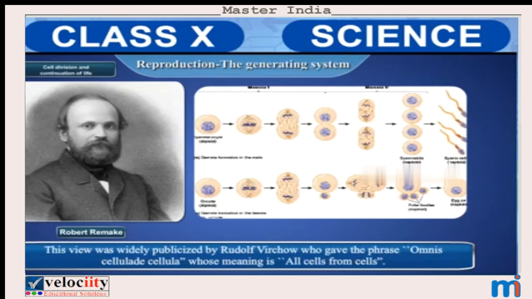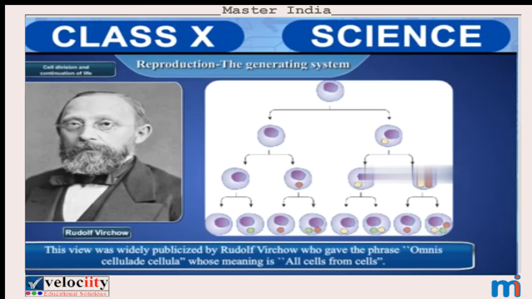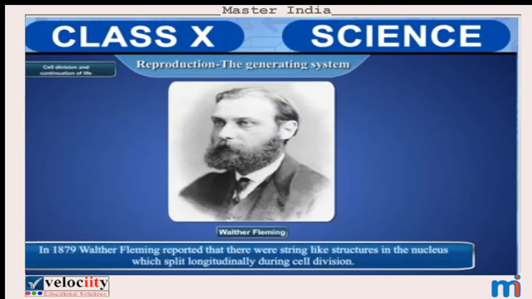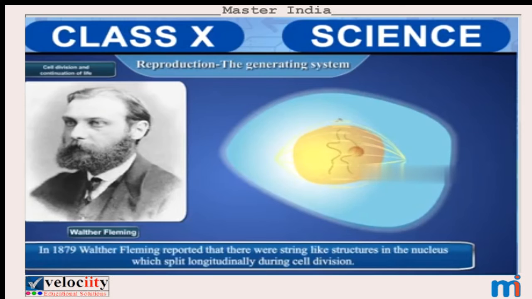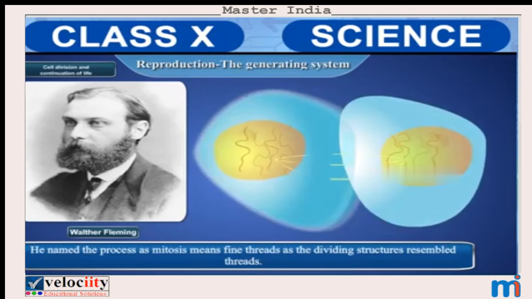This view was widely publicized by Rudolf Virchow, who gave the phrase omnis cellula e cellula, whose meaning is all cells form cells. In 1879, Walter Fleming reported that there were string-like structures in the nucleus which split longitudinally during cell division. He named the process mitosis, meaning fine threads.